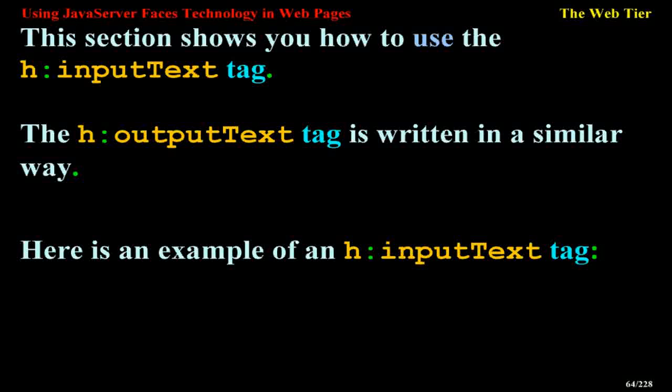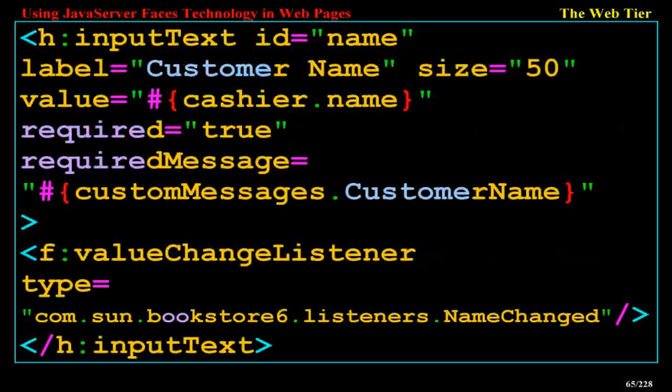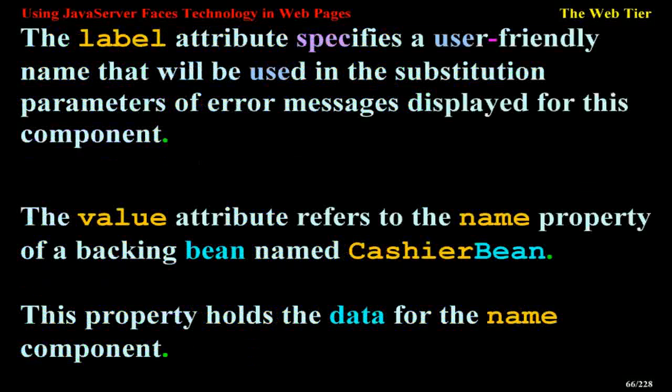Here is an example of an h:inputText tag: <h:inputText id="name" label="Customer Name" size="50" value="#{cashierBean.name}" required="true" requiredMessage="#{bundle.CustomerName}"> <f:valueChangeListener type="javaeetutorial.dukesbookstore6.listeners.NameChanged" /> </h:inputText>. The label attribute specifies a user-friendly name that will be used in the substitution parameters of error messages displayed for this component.